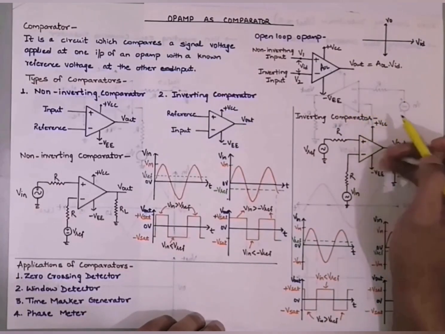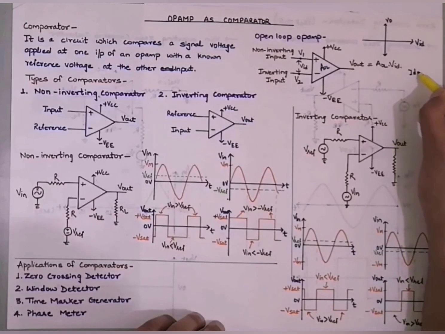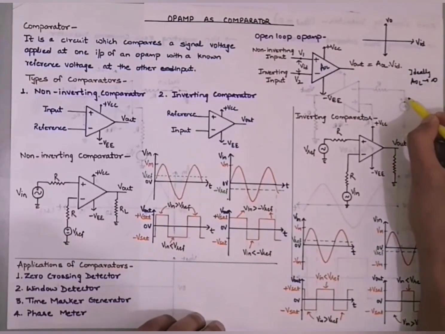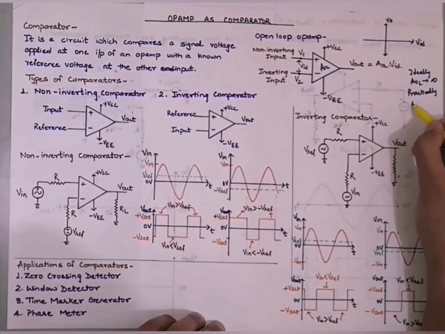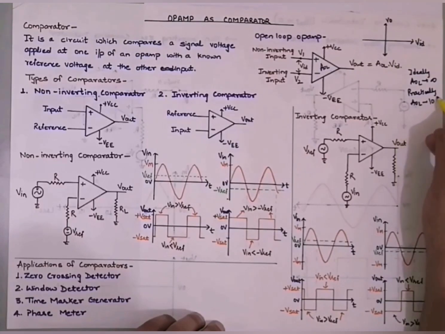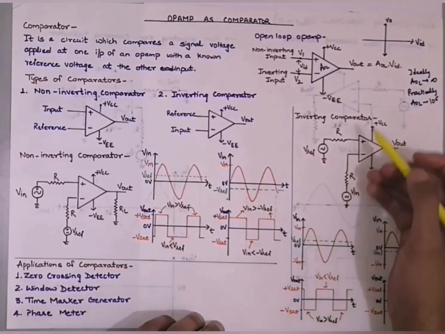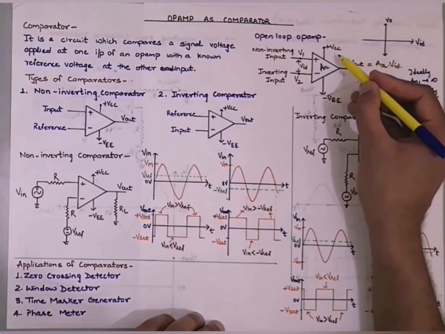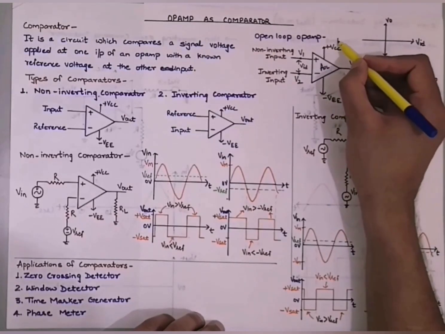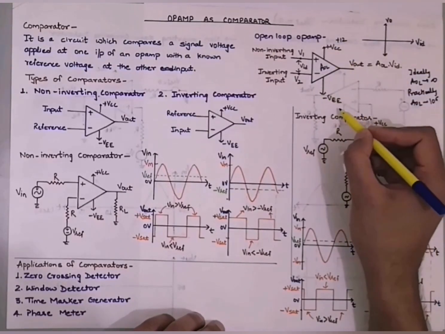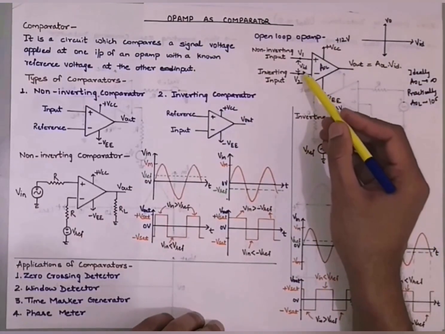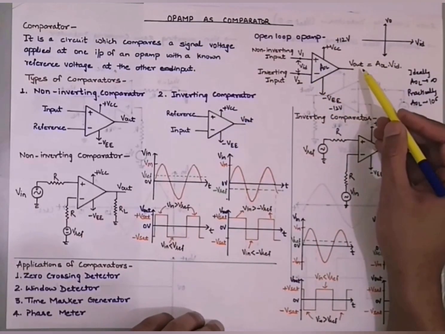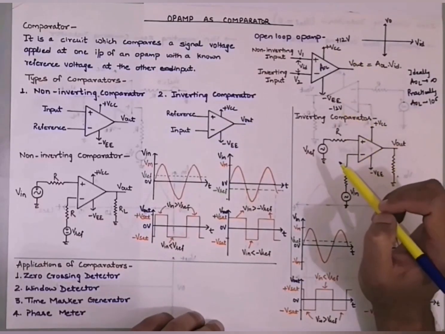Ideally, the gain of the op-amp is infinity. AOL is infinity, and practically AOL is around 10 raised to power 6. It means if my operating biasing voltage plus VCC is at plus 12 volt and minus VEE at minus 12 volt, then a very small difference in the input voltages will lead my output voltage to this maximum voltage, plus 12 or minus 12.